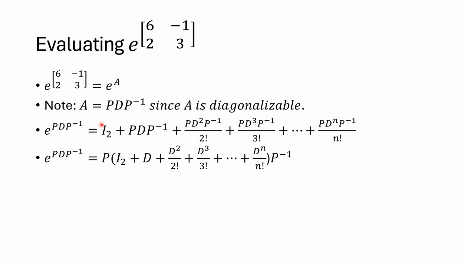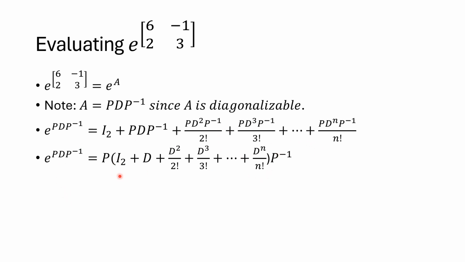You're probably going to ask how can we factor out P from the 2 by 2 identity matrix? Well, just know that the 2 by 2 identity matrix is just equal to P multiplied by P inverse, right? So since that is equal to P multiplied by P inverse, we can just factor out P, and then we can factor out P inverse.